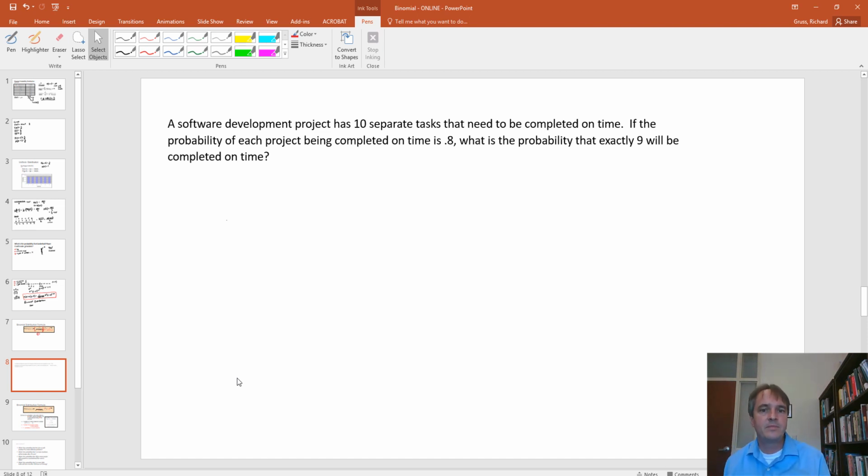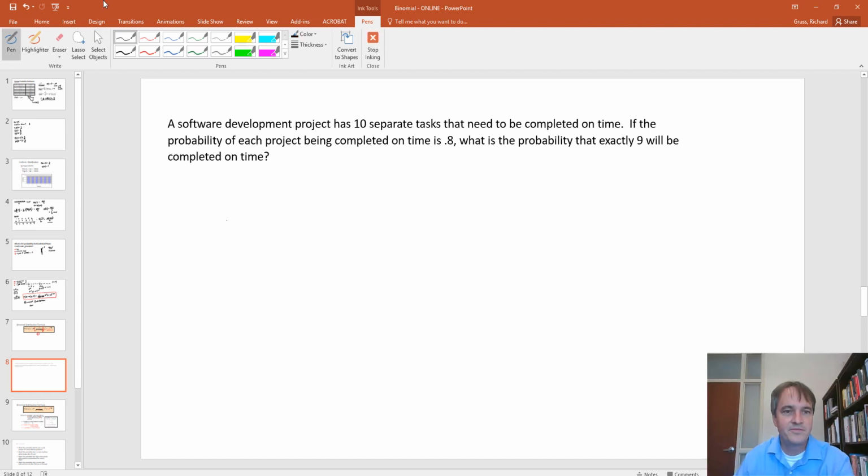So we got a software development project that has 10 separate tasks that need to be completed on time. If the probability of each task being completed on time is 0.8, what's the probability that exactly 9 will be completed on time? Okay, so hopefully you've had some time to take a look at this.